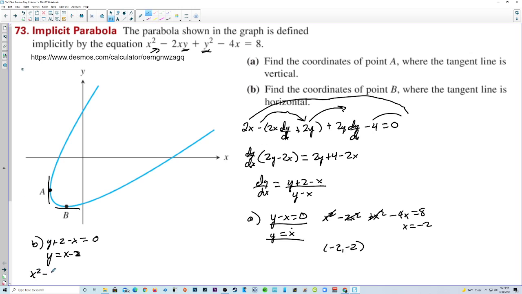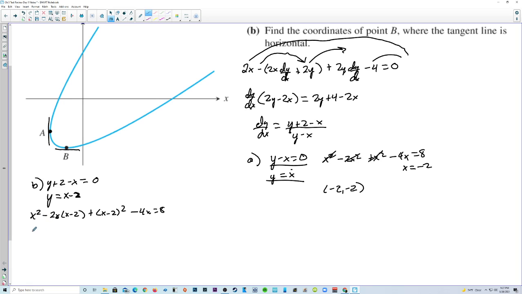x squared minus 2x times x minus 2 plus x minus 2 squared minus 4x is equal to 8. So let's multiply all that out. x squared minus 2x squared plus 4x plus x squared minus 4x plus 4. Whoops, I saw those parentheses and just wrote parentheses. Don't need them anymore. Plus 4 minus 4x equals 8, because we're plugging this in.